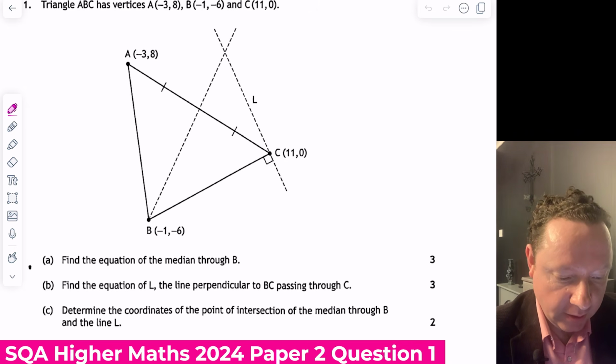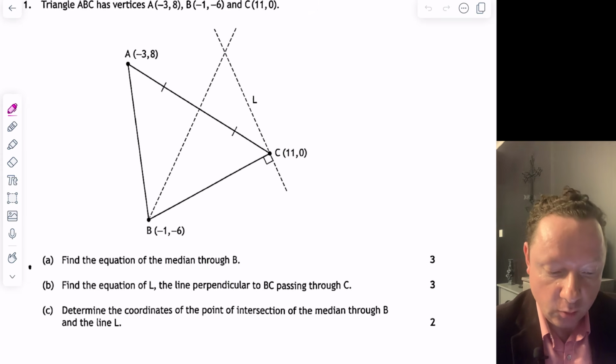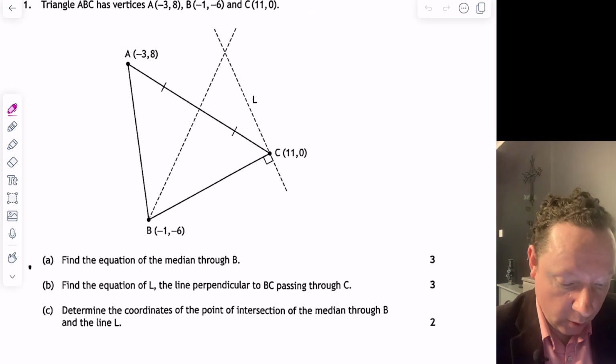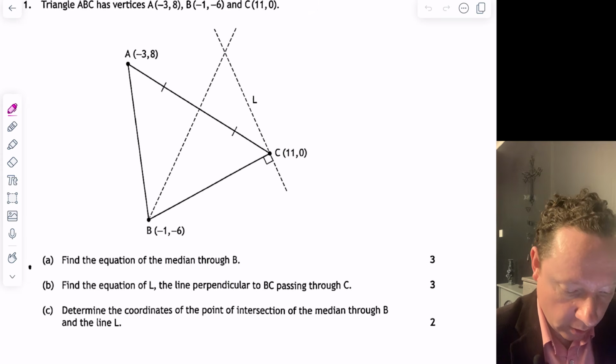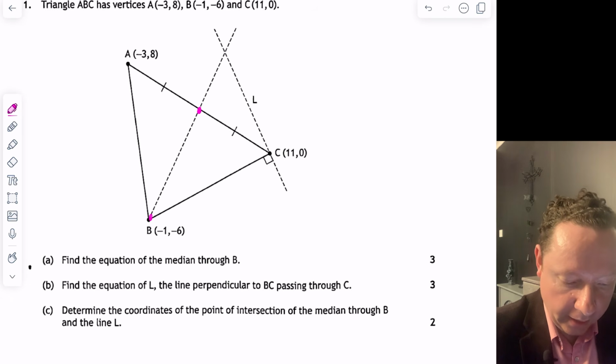Triangle ABC has vertices A, B and C with the numbers on them as you can see. You have to find the equation of a median through B. So first glance, it looks a little bit complicated the way it's drawn, but it's probably going to be okay if we just keep our heads on. So median through B means the line that goes from B and cuts the opposite line in half. So I need the midpoint.